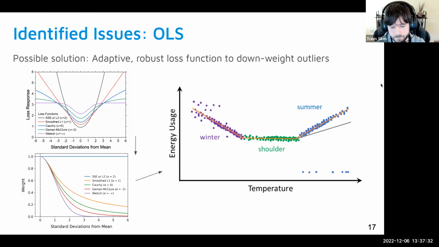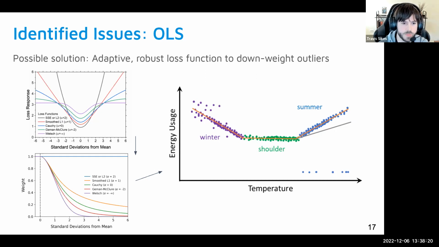No? Okay. All right, so the proposed solution is to instead move this towards an adaptive robust loss function. And so what I'm showing here is, well, this is the state of the art as far as being able to do this with a machine learning intelligent methodology. So on the top left here, I'm showing the loss response on the y-axis and the standard deviations from the mean on the x-axis. So on this top plot, 0 would be if your residual between the model and the observed value is 0. And then 1 standard deviation from that, 2 standard deviations, and then on the reverse side of that.